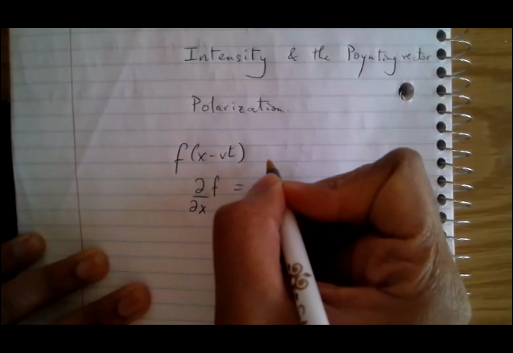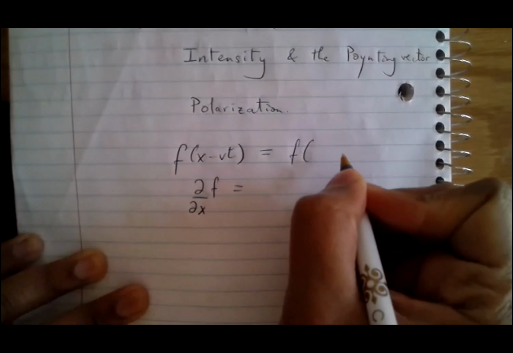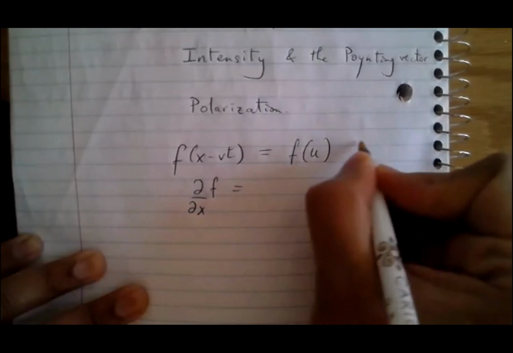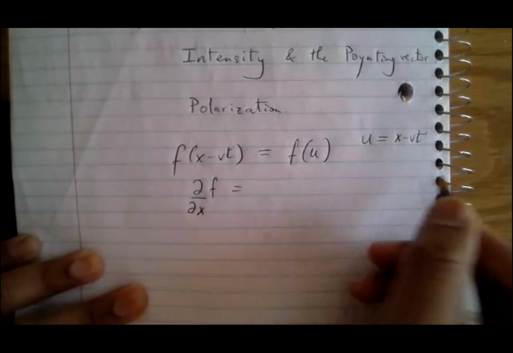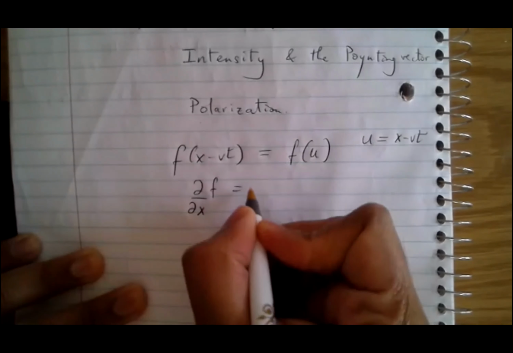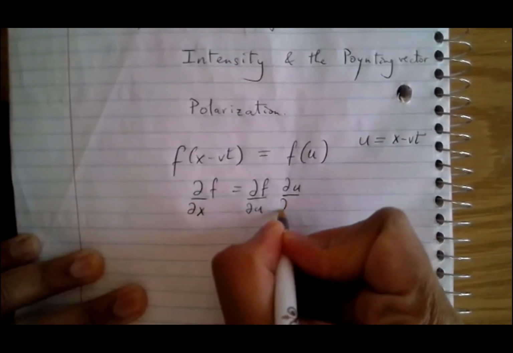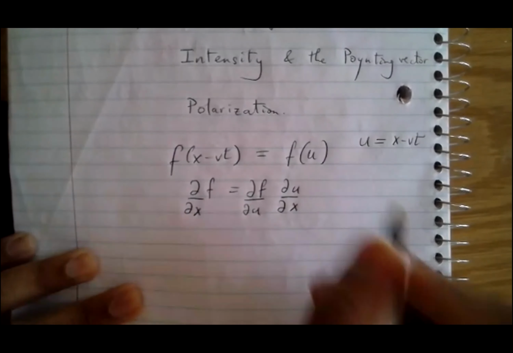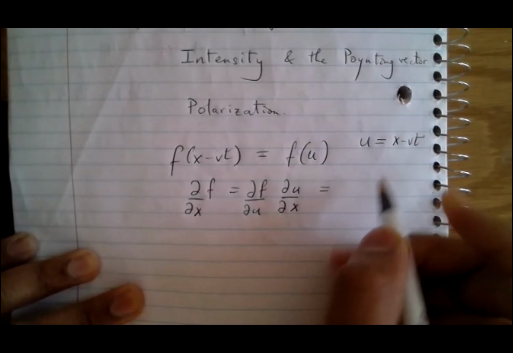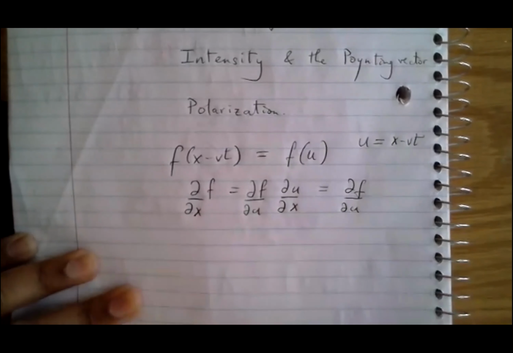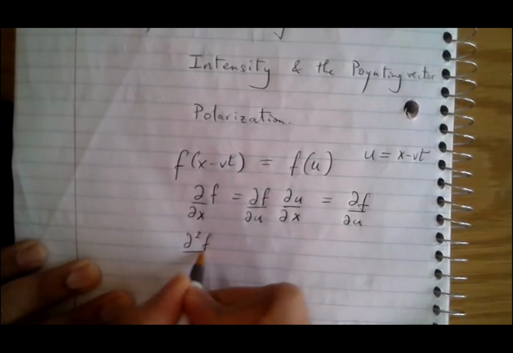Okay, let me clarify this. Let me define this variable u as x minus vt, okay? Then if I do partial f partial x, that will be the same as partial f partial u times partial u partial x, just by the chain rule. And we can see that partial u partial x is just 1, so this just becomes partial f partial u. All right, I can do a second derivative.